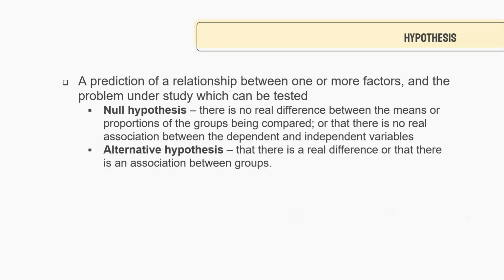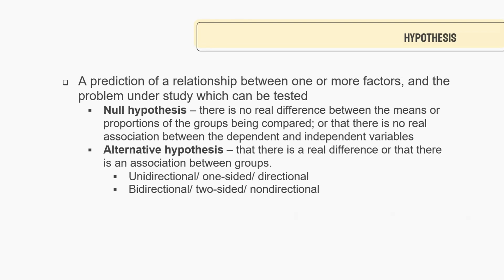Whereas the alternative hypothesis states that there is a real difference or that there is an association between groups. When stating your hypothesis, you should state the null hypothesis first, followed by the alternative hypothesis. Alternative hypothesis can either be unidirectional, which is also called one-sided or directional, and it can be bidirectional, which is also called two-sided and non-directional. We'll discuss that again in a bit.